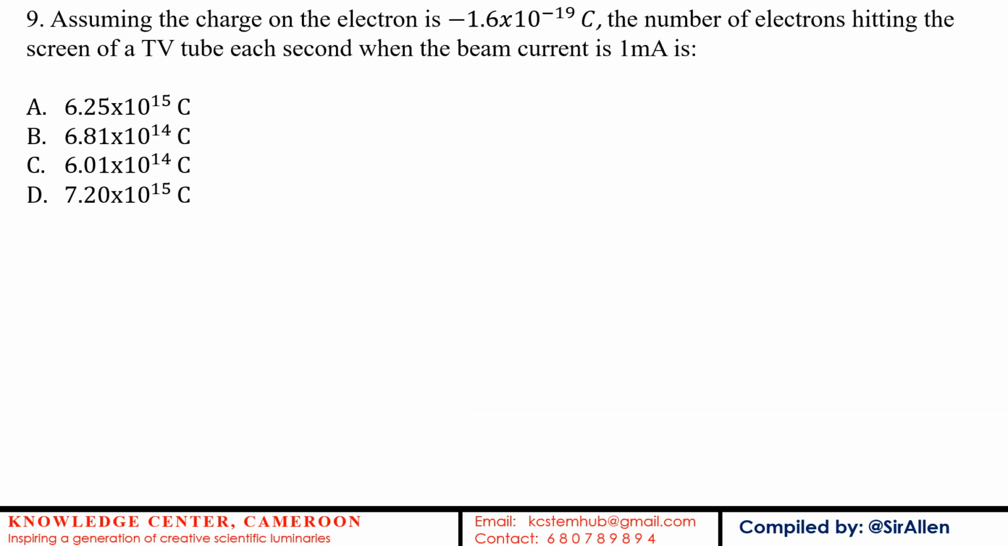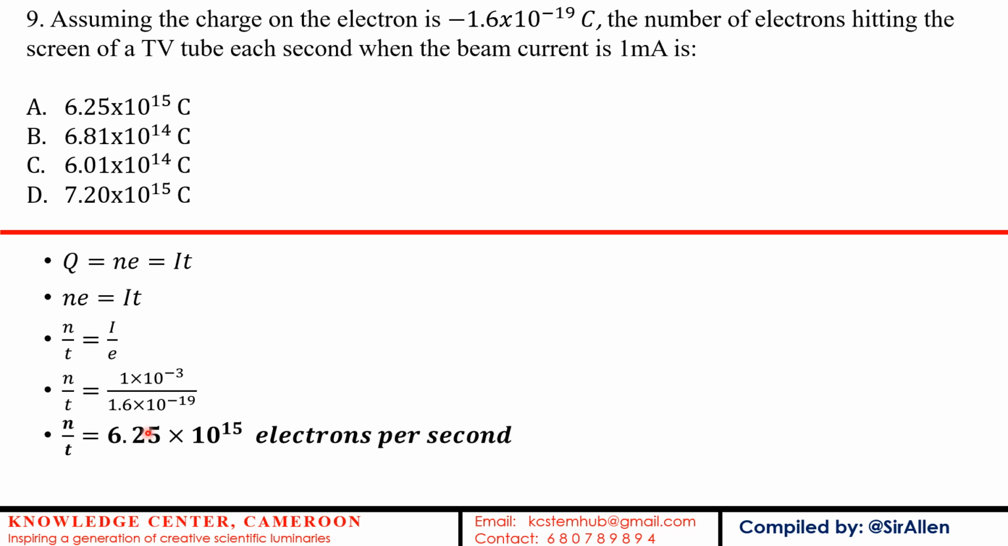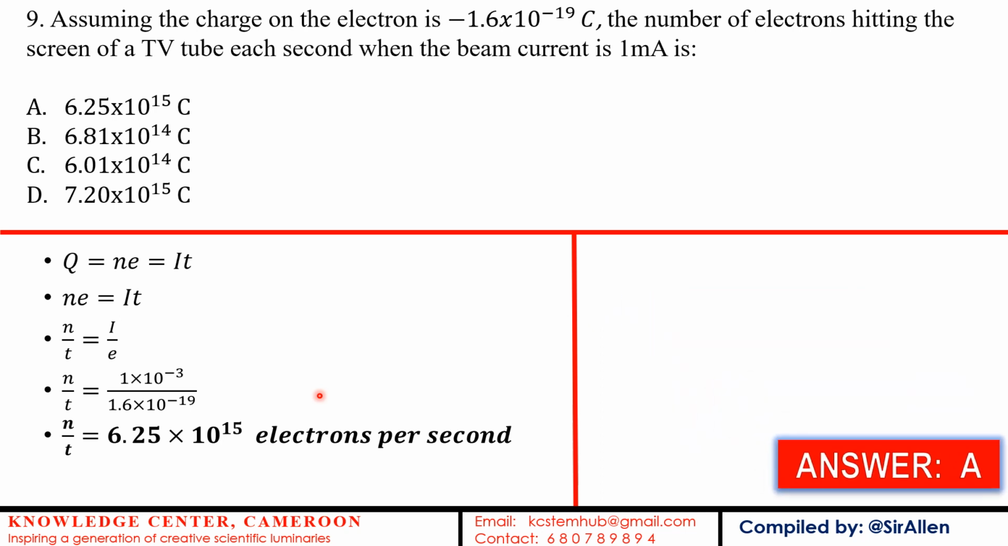Assuming the charge on the electron is this, the number of electrons hitting the screen of a TV tube each second when the beam current is 1 milliampere is, okay, this one is a giveaway question. So here NE is equal to IT. So that means N over T, the number of electrons striking per unit time, would just be I over E. Our I is 1 milliampere, our E, the electronic charge, is 1.6 times 10 to the negative 19. That gives us 6.25 times 10 to the 15 electrons per second. So the answer here, this coulomb here is not the right unit, okay? The electrons per second. So our answer is A.